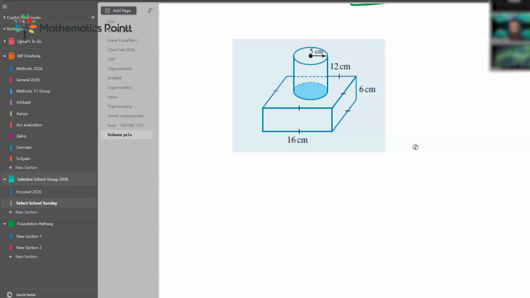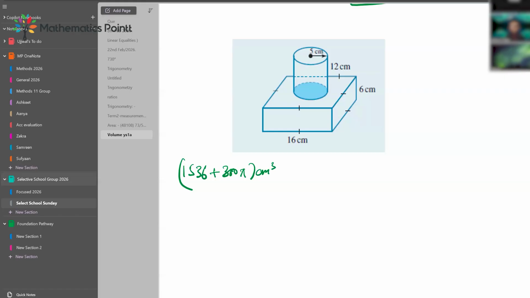Still giving time to people. Yes. Seeing the right answer now. 1536 plus 300 pi centimeter cube. Cool. All right, let's quickly solve it.